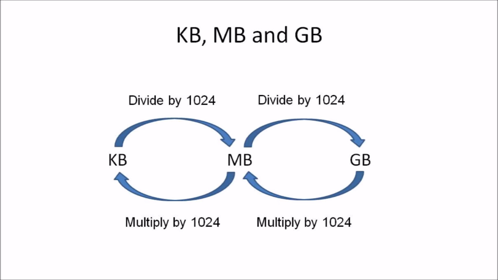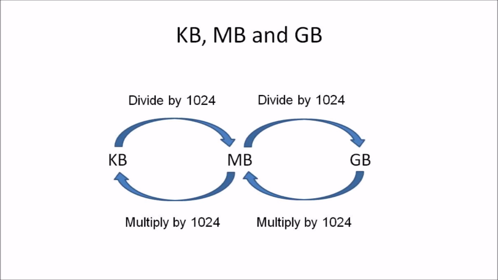Now, how do we decide whether we multiply or divide? Well, it's very easy. All you need to remember is which unit is smaller and which is higher. Kilobytes is smaller than megabytes, and megabytes is smaller than gigabytes. They are smaller units of measurement. So you start at kilobytes and then megabytes and then gigabytes.